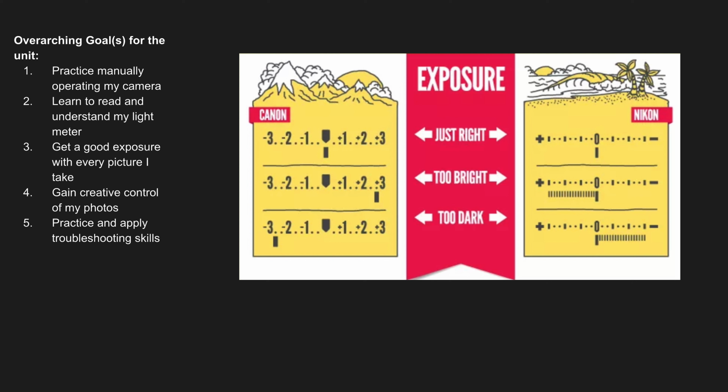With the Canon, they give you the numbers. -1 is 1 stop underexposed. -2 is 2 stops underexposed. +1 is 1 stop overexposed. If it's right in the middle, the camera thinks it's right.